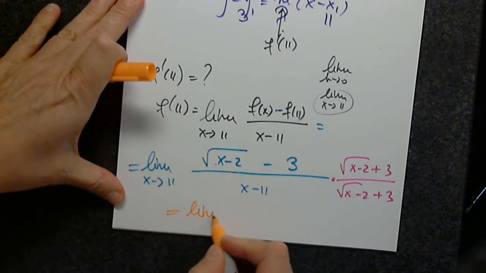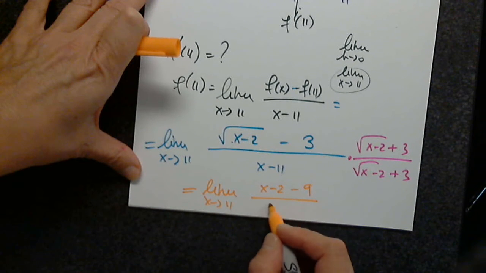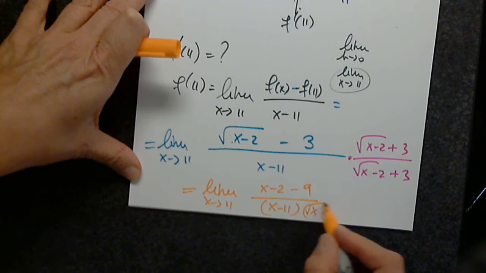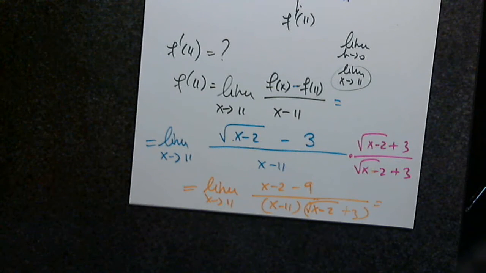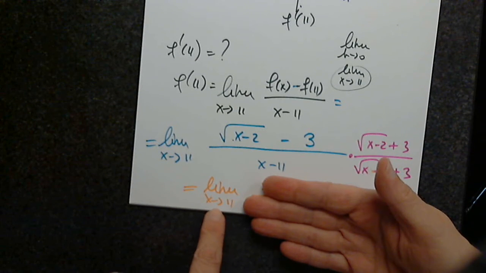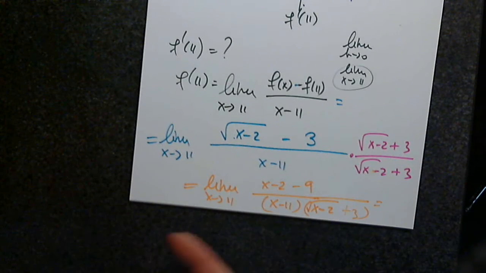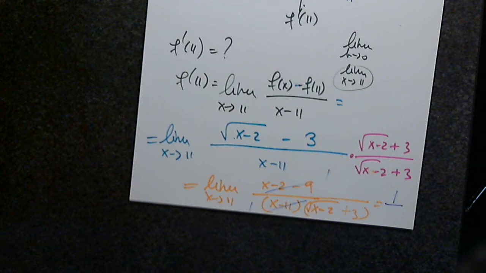Good. So this is the limit as x approaches 11, x minus 2 minus 9 over x minus 11 times the square root of x minus 2 plus 3. What do you think the problem is? Why do we get 0 over 0? Because there must be a factor of x minus 11. And here it is. The top is x minus 11, the bottom is x minus 11. And the answer is 1 over the square root of 11 minus 2 plus 3. So 11 minus 2 is 9, the square root of 9 is 3, 3 plus 3 is 6. So 1 over 6.